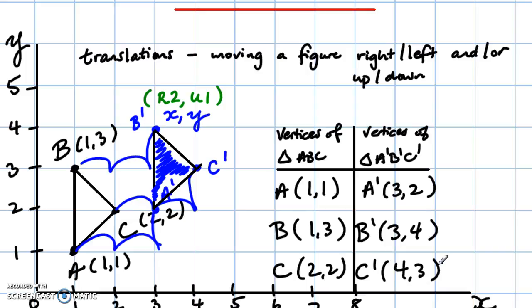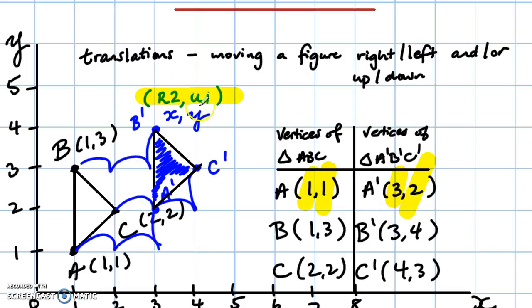There is actually a pattern developing between the coordinates of the original versus the coordinates of the image. It all goes back to what the translation rule is of R2U1. If we look at the x-coordinate of A and we compare it to the x-coordinate of A prime, notice there's a difference of 2 because the difference between 1 and 3 is adding 2. If you look at the y-coordinate of A and the y-coordinate of A prime, you have 1 and 2. It's a difference of adding 1.